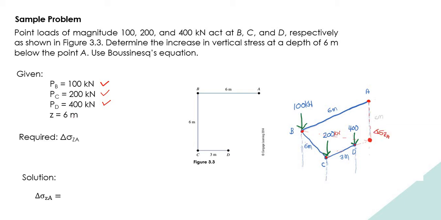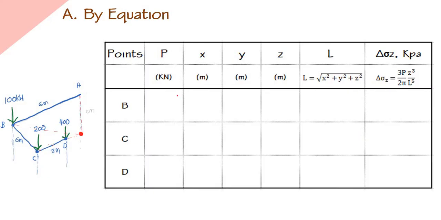So that is simply the summation of the vertical stress increase at point B plus the increase from the point load at C, and then the vertical stress increase at point D. First method, let us solve the vertical stress increase by the equation. So we have here point B, the load that is being applied is 100 kilonewton, and then at point C is 200 kilonewton. And then at point D is 400 kilonewton.